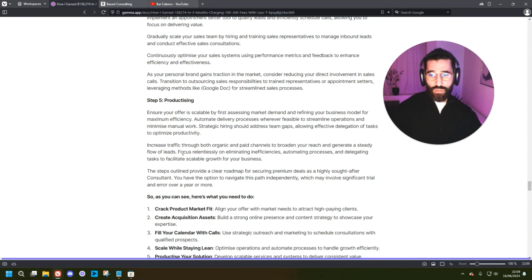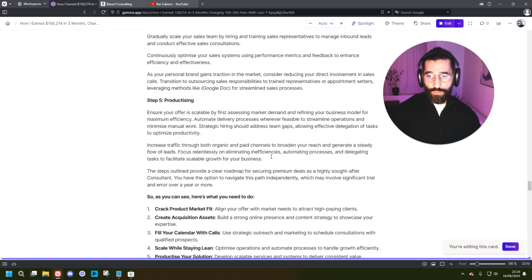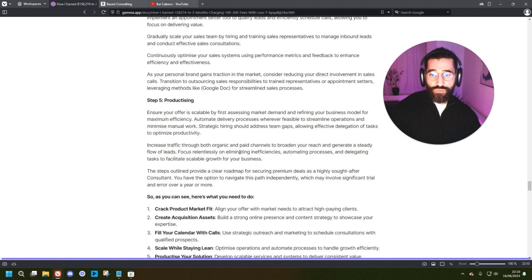flow of leads. Okay, so, you know, Facebook ads, Google ads, SEO, you can look at other paid channels, you can look at Instagram ads, you can look at all of those traffic systems as well. And then obviously you've got your organic inbound acquisition system and the cold running as well. So super important. You've just got this big machine running, a lean, high profit margin as well. So you can focus relentlessly on eliminating inefficiencies, automating processes and delegating tasks to facilitate scalable growth for your business.